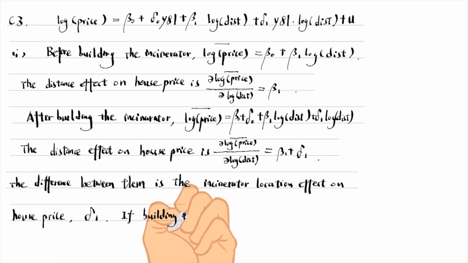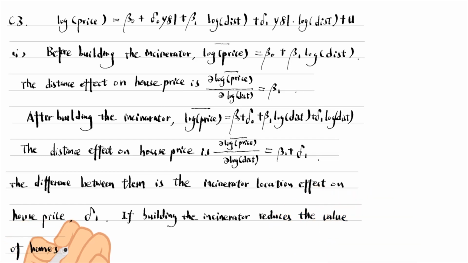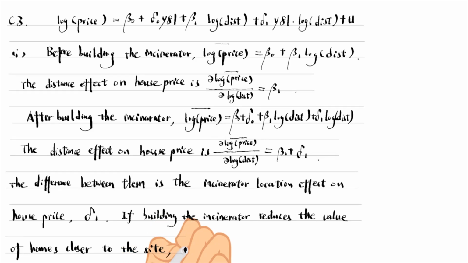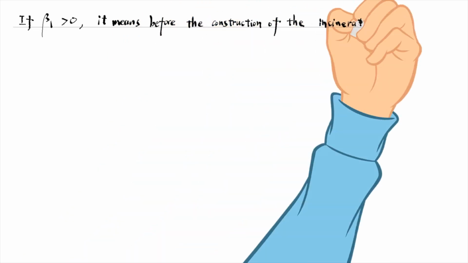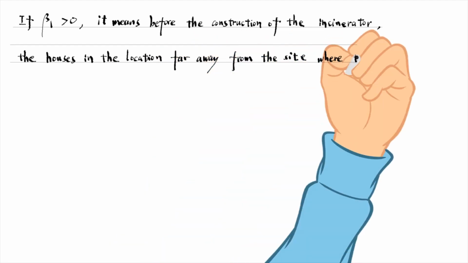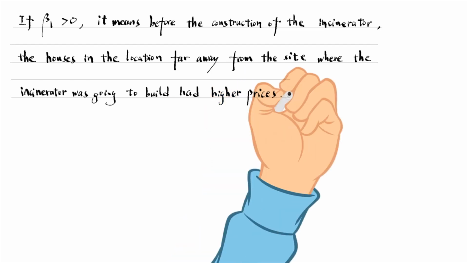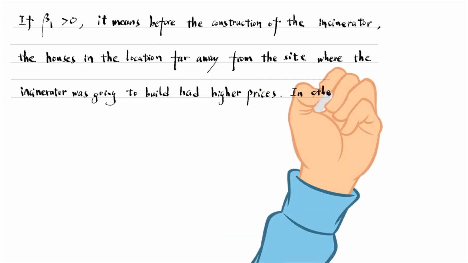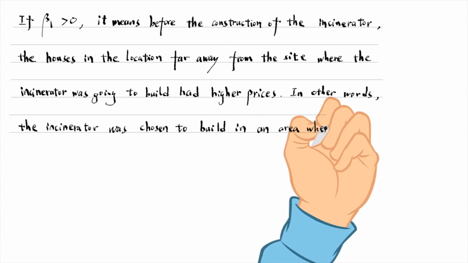If building the incinerator reduces the value of homes closer to the site, delta 1 should be positive. If beta 1 is positive, it means before the construction of the incinerator, the houses in the location far away from the site where the incinerator is going to be built had higher prices. In other words, the incinerator was chosen to be built in an area where the houses were less valuable.